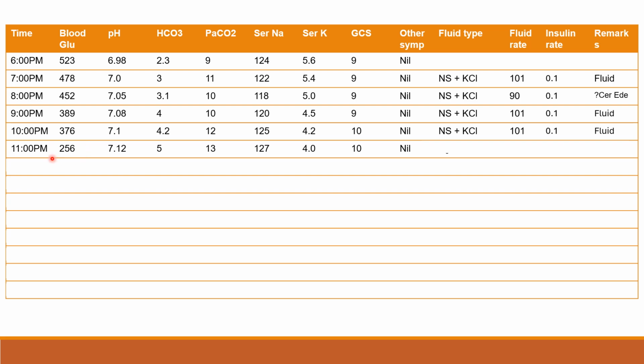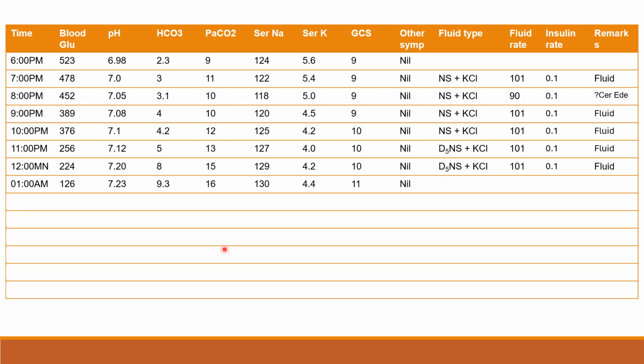Now the RBS has fallen to less than 300. So we have to add 5% dextrose to the IV fluid. Rest everything has to remain same because the parameters are within the expectation. Now it is 224, acidosis is improving, patient's GCS is improving, PCO2 is improving, sodium is improving, so same treatment has to continue. When the RBS falls below 126, as everything else is improving, we have to add 10% dextrose rather than 5% dextrose to the fluid.